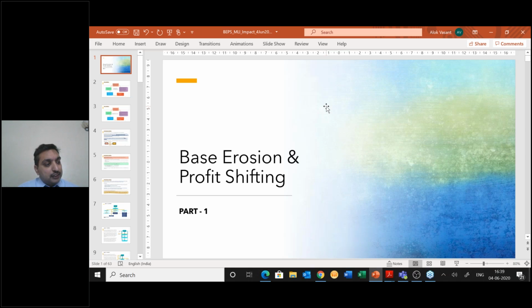So base erosion profit shifting, what do you exactly mean? As the name suggests, what happens is multinational enterprises tend to erode their base in a particular country and shift profits to low tax jurisdictions or no tax jurisdictions so as to avoid taxes, or I mean that could also amount to some amount of tax planning.